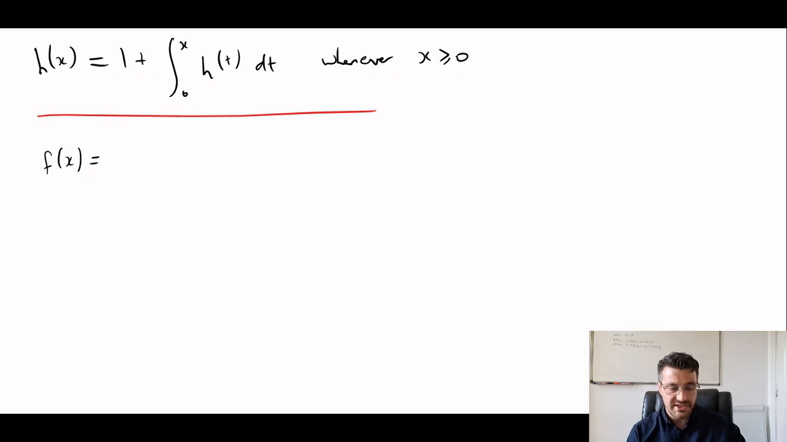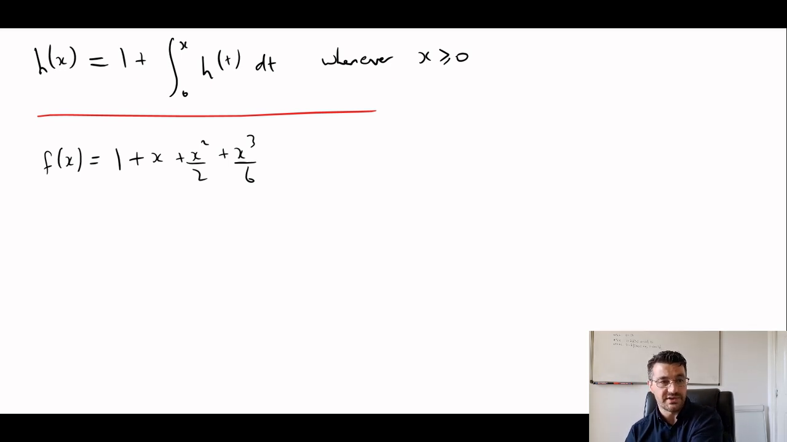I'll write it on the screen here, but I will be putting the question up on the screen anyway. 1 plus x squared over 2 plus x cubed over 6. Some of you will probably recognise that these are the first 4 terms of the Taylor expansion of e to the power of x around 0.